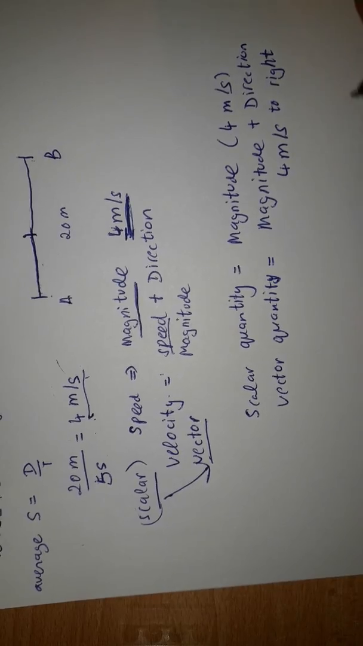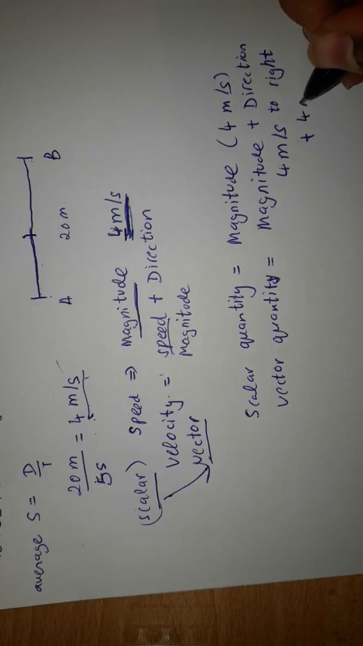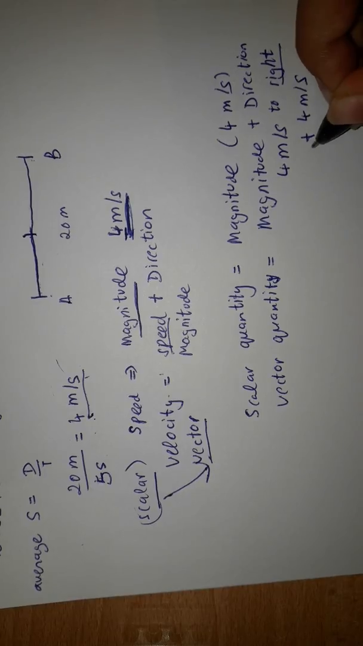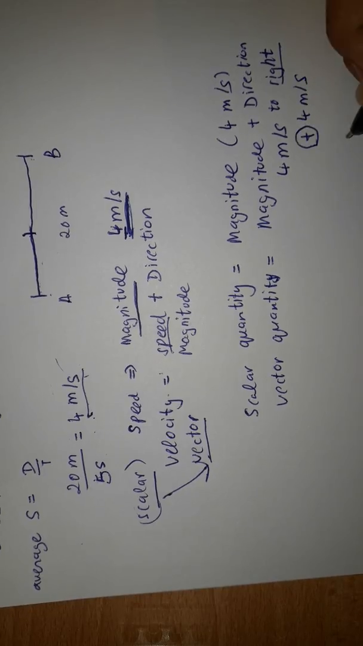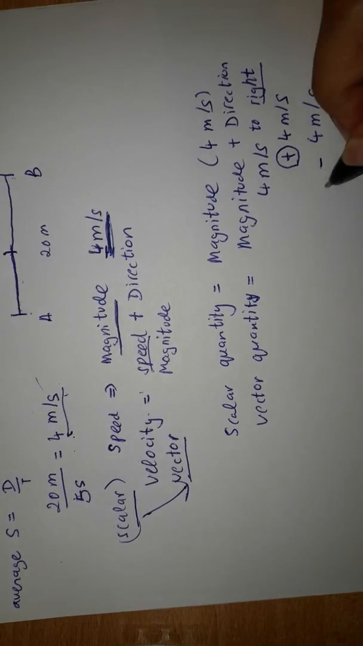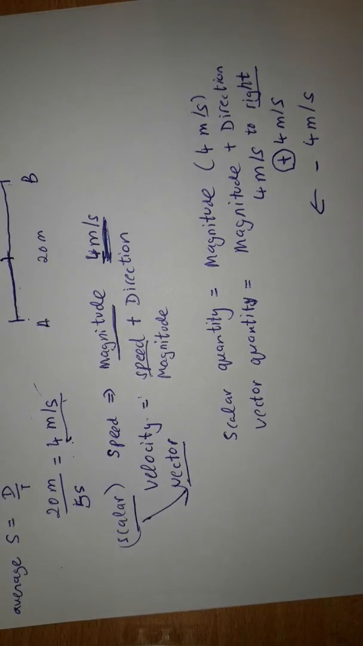Okay? This can also be written as plus 4 meters per second. Right means positive. If you're writing left, it means negative. So if you write negative 4 meters per second, it means that you're going in the direction of the left. This means you're going in the direction of the right.